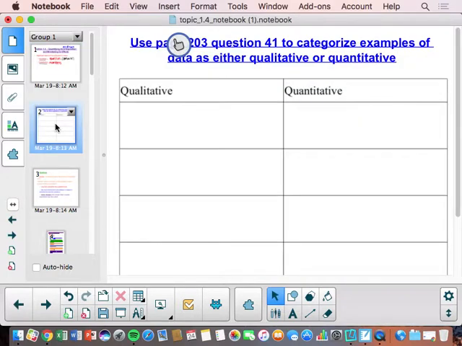Anyway, it says use page 203, question 41 to categorize examples of data as either qualitative or quantitative. I guess I will have to open that up.